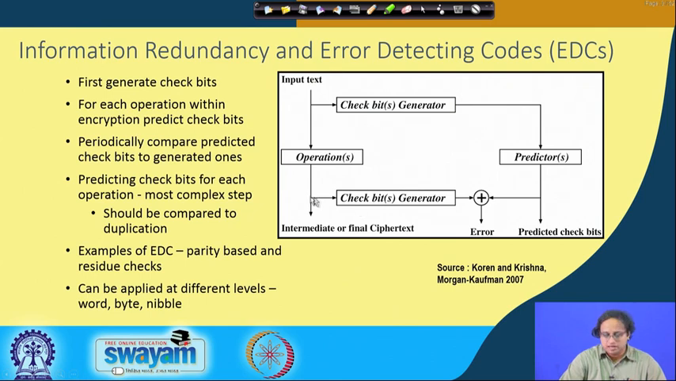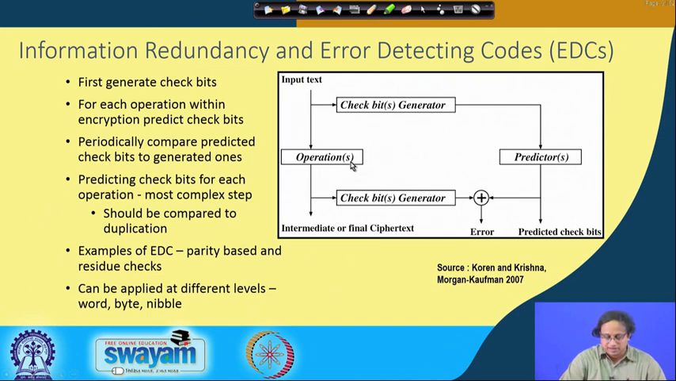The idea here is that I take an input text and perform an operation. I have some kind of check bit generator, which is used to predict the check bits that would result after this computation. Then I apply the check bit generator after the operation, and I match whether my predicted check bits match the output of the check bit generator after the actual operation has been done.